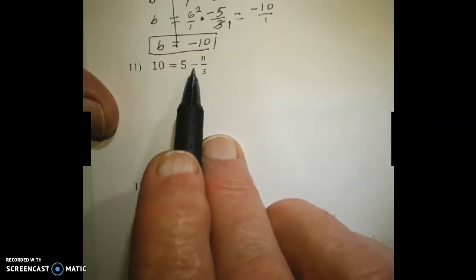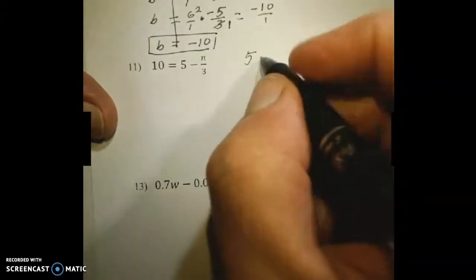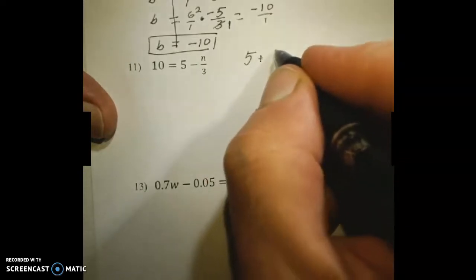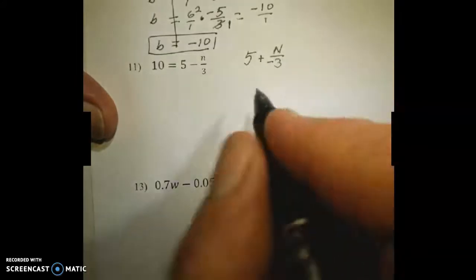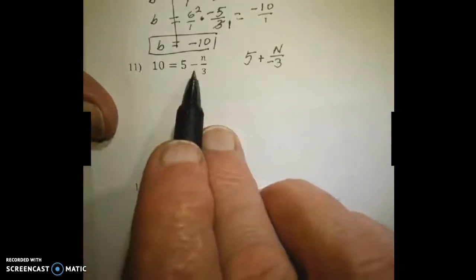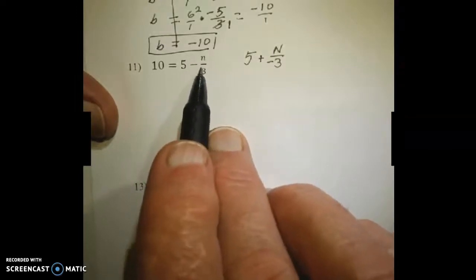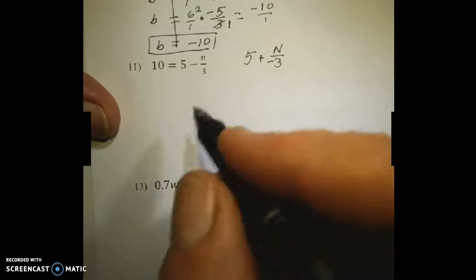I would urge you to think of this as 5 plus n over negative 3. Get the minus sign down with that 3. Definitely the minus sign belongs to this term. This is a positive 5. To get rid of a positive 5, we're going to use a negative 5.